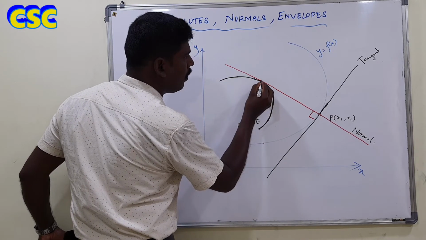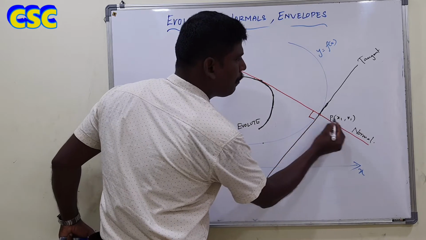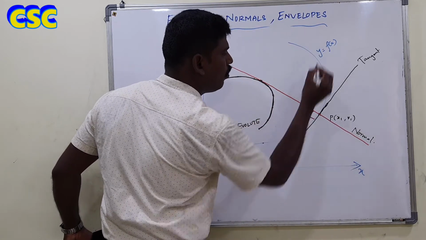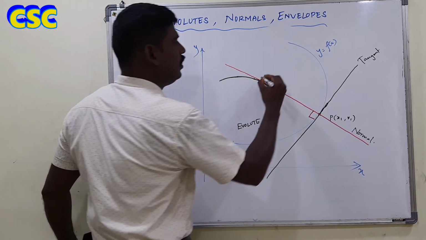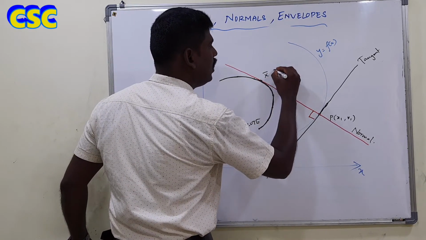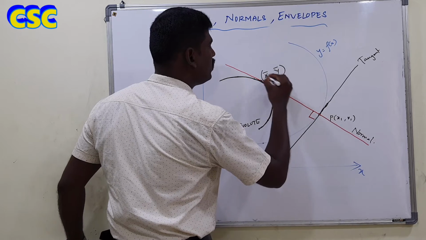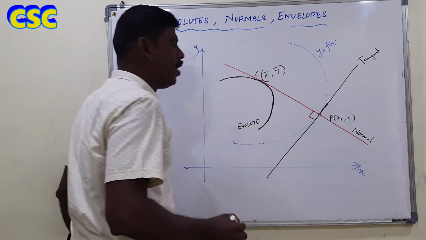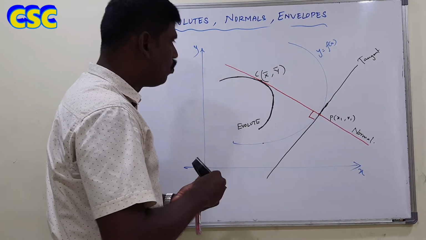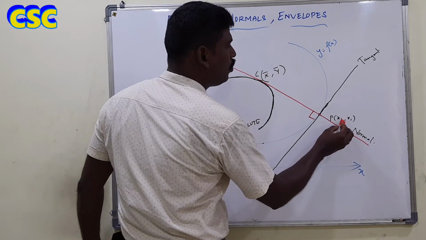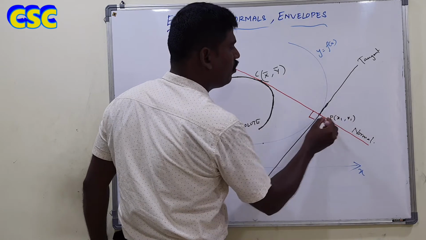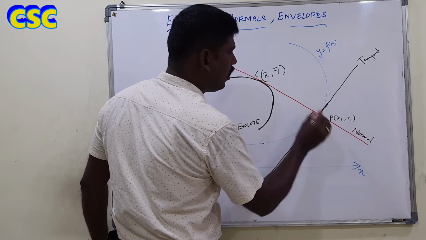Okay, so the normal at P(x1, y1) to the curve y equals f of x touches the evolute at exactly one point. That point is the center of curvature of the corresponding point, isn't it? That's the most important result one, right? So through this point on the curve, we can find the radius of curvature, and also the center of curvature.